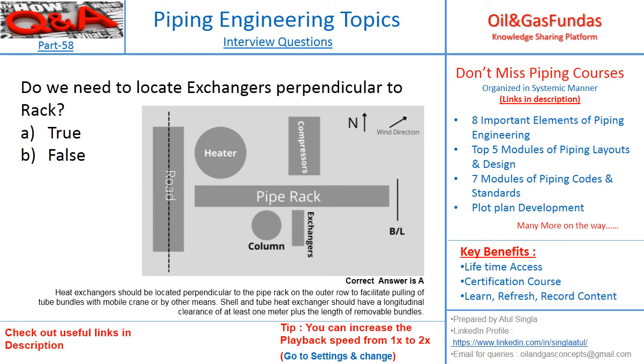A shell and tube heat exchanger should have a longitudinal clearance of at least 1 meter plus the length of the removable bundle. Similarly, once we are locating any heat exchanger with respect to the pipe rack, one is we are keeping it perpendicular to the pipe rack. Another thing is we need to keep the tube length plus an additional 1 meter space for bundle removal, and that should be towards the road. Okay, there may be a road towards this side, so this bundle removal can be done through this. So perpendicular direction is always preferred while locating the exchangers with respect to the pipe rack.